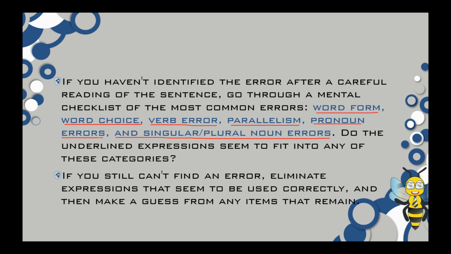So if you memorize this list, word form, word choice, verb error, parallelism, pronoun errors, or singular and plural, you are going to identify the mistake. Or it's going to be easier for you to do it. So after all this, if you can't find an error, just eliminate expressions that seem to be correct, then as always. Okay?